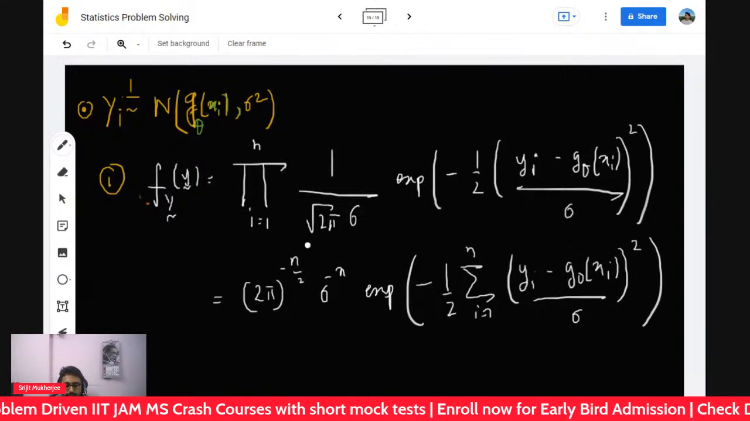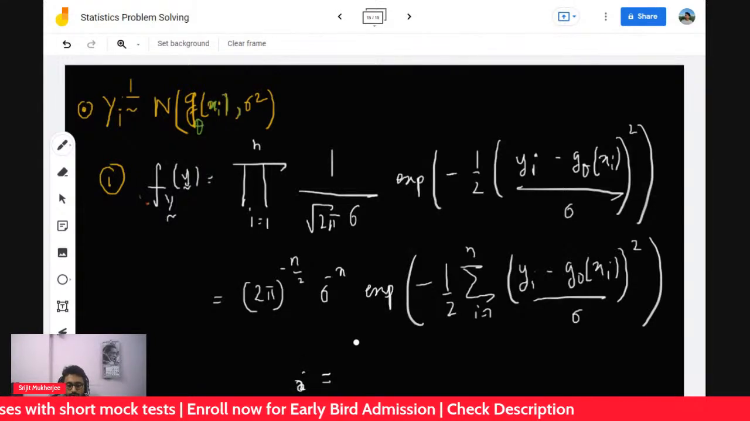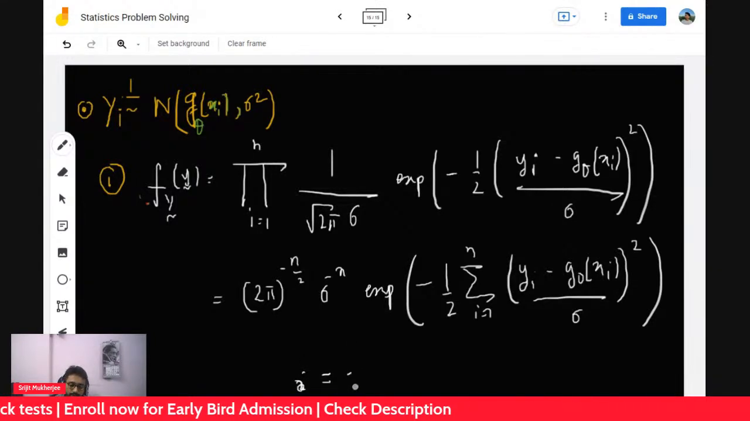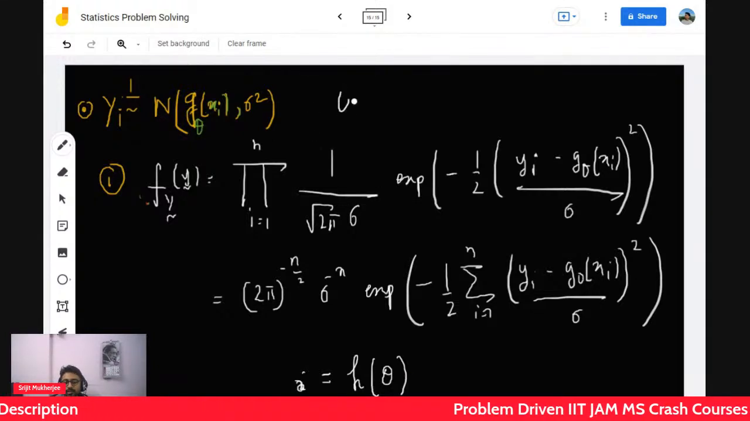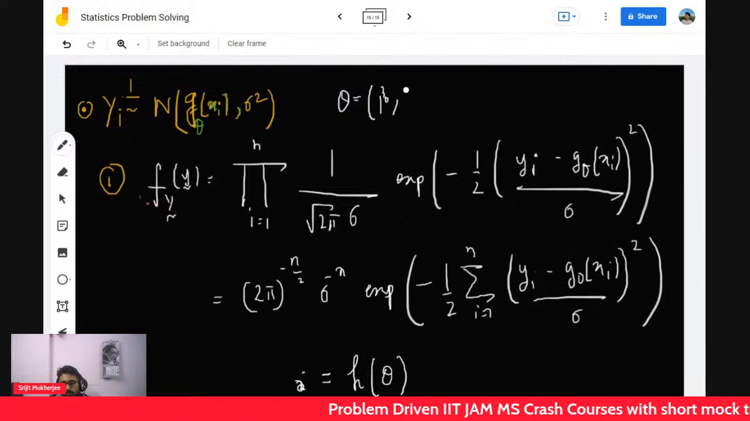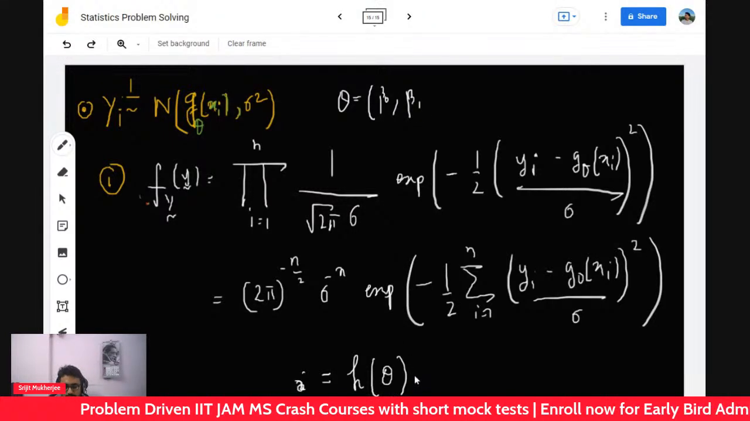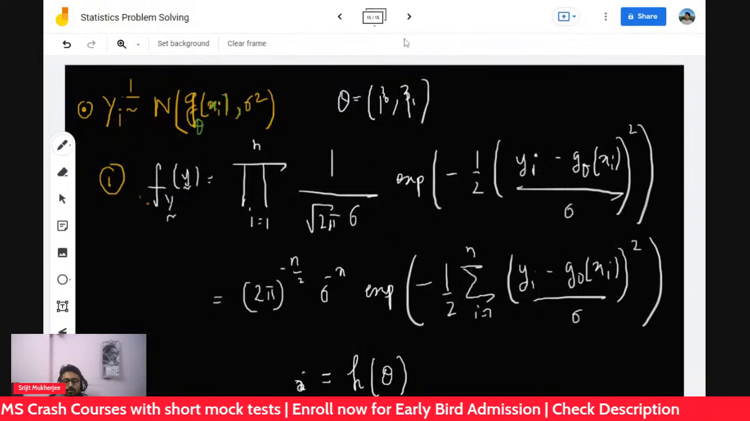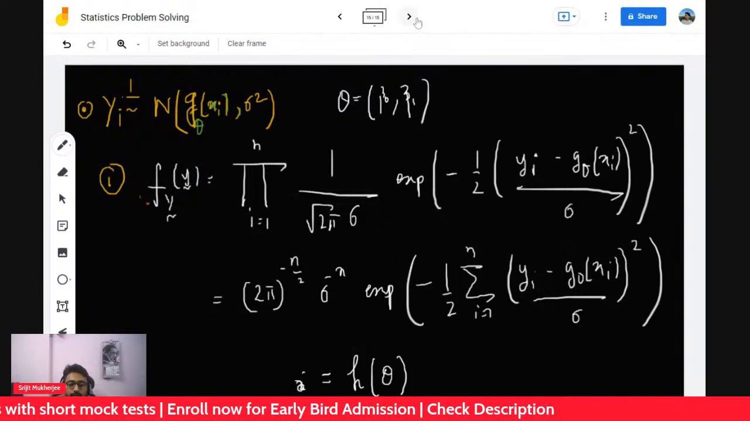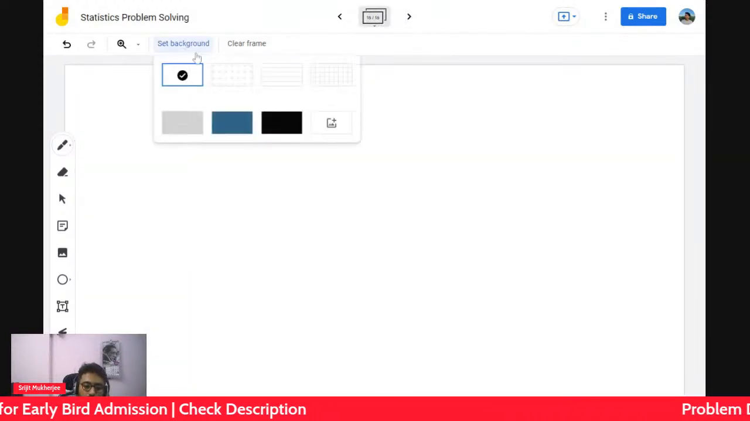Now, what are the parameters? It's a certain function of, let's say, h of the parameter theta, whatever parameter we are trying to find out. Let's say here theta is beta 0 comma beta 1, but in general it's h of theta, right? Now we want to minimize this, right? Let's take the log likelihood.